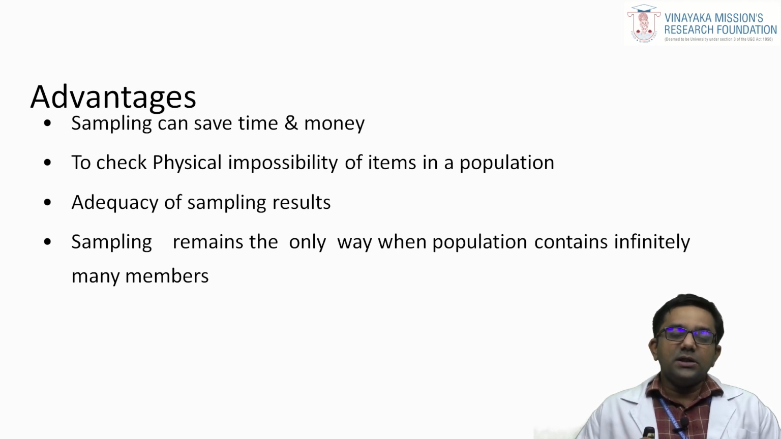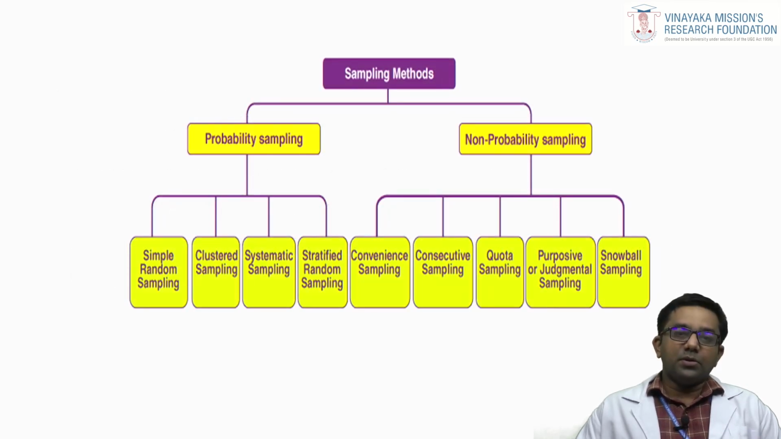So, that means this sample should be a representative sample. Whenever you go for a sampling procedure, you have to see whether it is representative of the whole population or not. Only if it is a representative sample will your study results be valid. There are different types of sampling procedures. The first division is probability sampling and non-probability sampling. Under probability sampling, you have simple random, cluster sampling, systematic sampling, and stratified random sampling. Under non-probability sampling, you have convenience sampling, consecutive sampling, quota sampling, purposive or judgmental sampling, and snowball sampling.